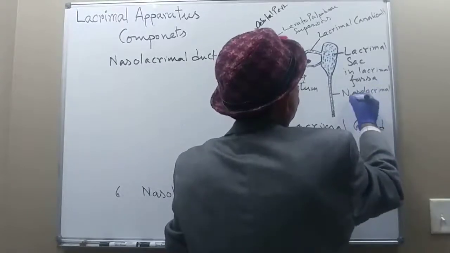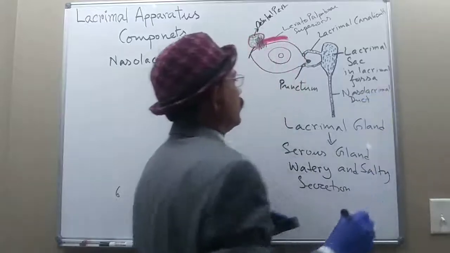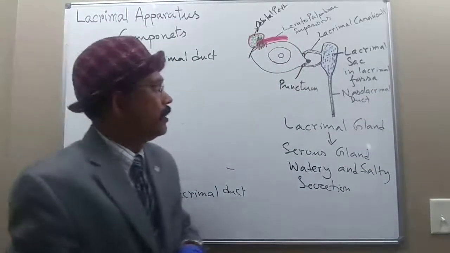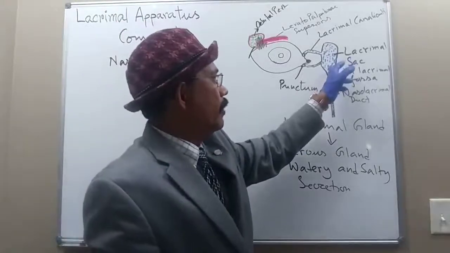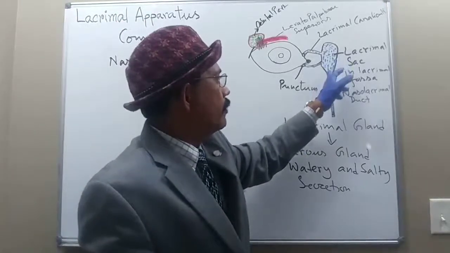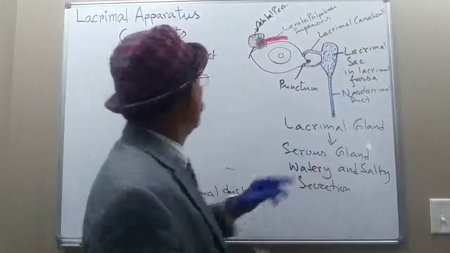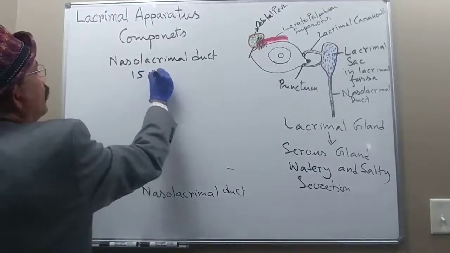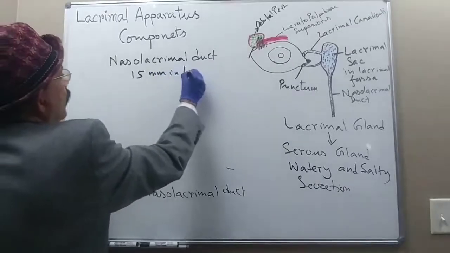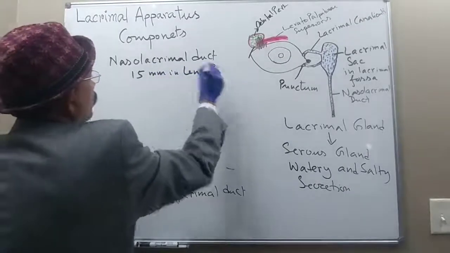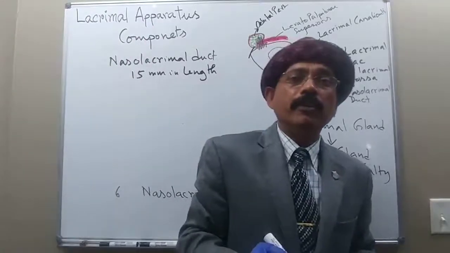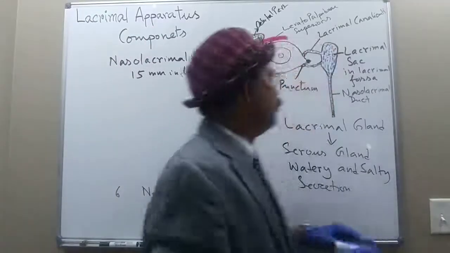Lacrimal duct. Okay, the nasolacrimal duct is important to us. Through the nasolacrimal duct, the lacrimation or tear goes down. The nasolacrimal duct is around 15 millimeters in length, and it opens into the inferior meatus of the nose.